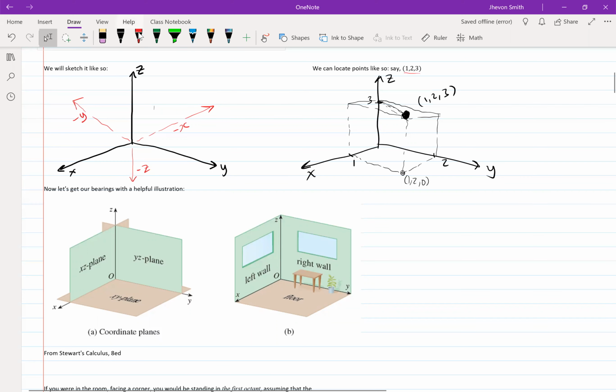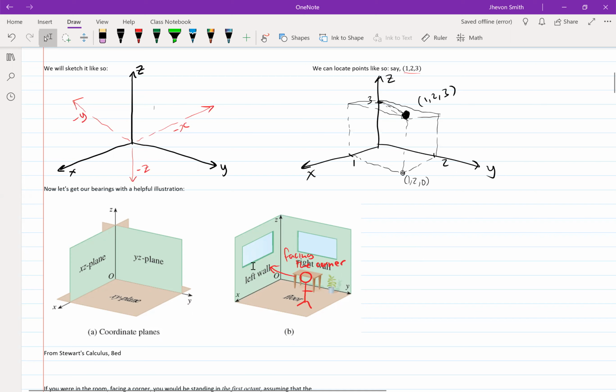So let's pretend you're a person standing in a room, and let's say you're facing the corner. So what you can imagine is the corner on the floor is the origin. The positive y-axis will be running along the corner of the floor to your right. The positive x-axis will be running along the bottom corner of the floor to your left. The z-axis is the crease in the walls where the walls meet, running straight up.